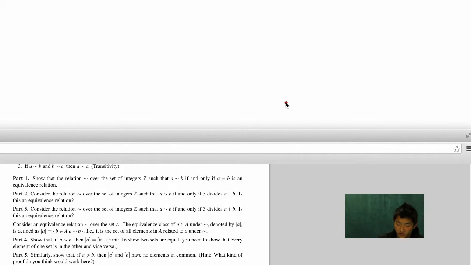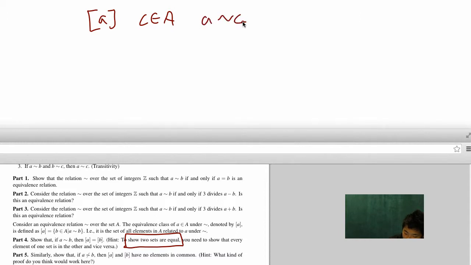Let me clear this up really quickly. Part 4, whenever you see the fact that you need to prove two sets are equal, then pick a random element from one set and try to equate it with the other, so show that it has to belong to the other. So for instance, we have A. We want to pick a C in A. And what property does the C in A have? So A is related to C.